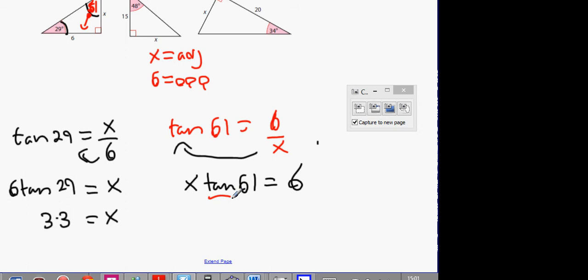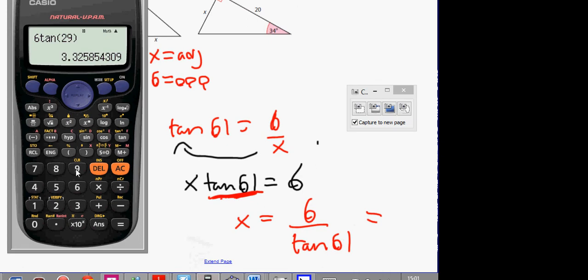Am I allowed to move the tan down on its own? The answer is no. The tan and the 61 are stuck together. They are the one thing. Do you understand? So what we're doing here is we're going to say X equals 6 over tan 61. Now put that into your calculator and tell me what you get. So it's the same answer, isn't it? It didn't actually matter which way I did it.